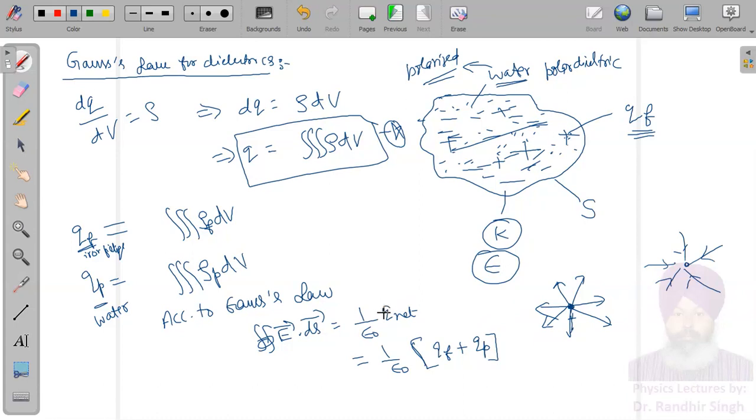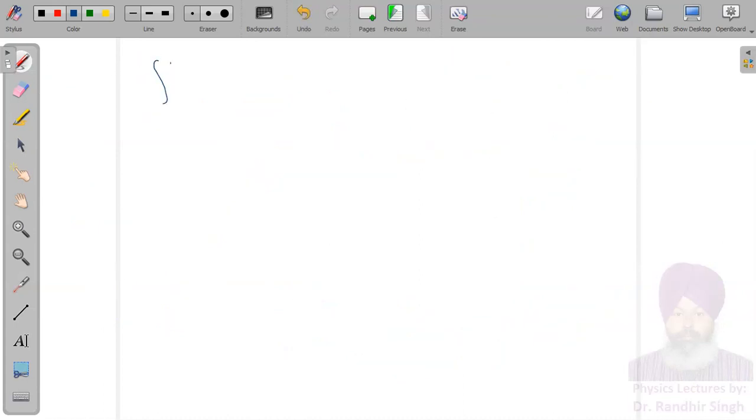I have to shift to a new page. For polar dielectrics and non-polar dielectrics, the net charge is not just the applied charge. Net charge is the applied charge plus the induced charge. Okay, this equation will become double integration E dot ds equal to 1 upon epsilon naught. I am repeating it for you. It was qf plus qp.